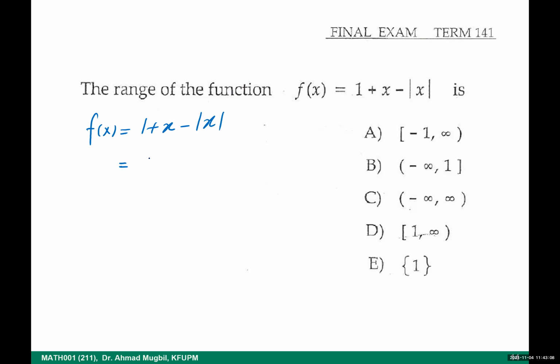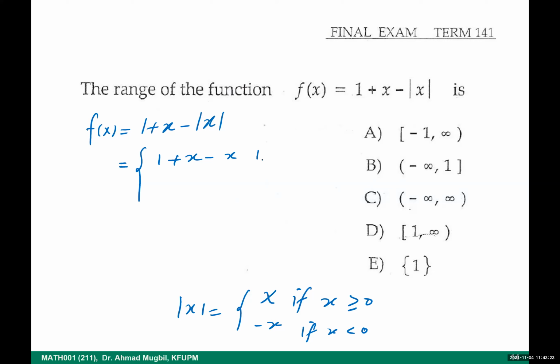Again, ya Shabab, you know what is the absolute value of x. It is either x or negative x. It is x if x is greater than or equal 0. It is negative x if x is less than 0. So what we will do here, it will be 1 plus x minus x if x is what? Greater than or equal 0. And it is 1 plus x minus negative x if x is what? Negative. Now simplify this. Negative by negative, it will be positive. So it will be plus x.